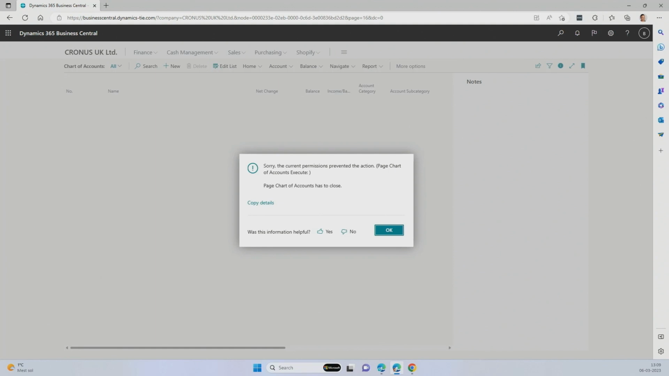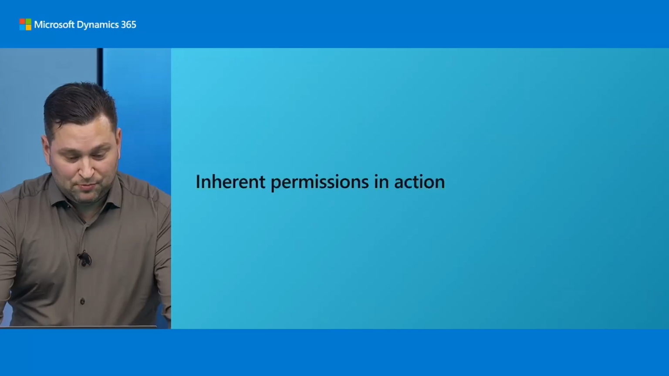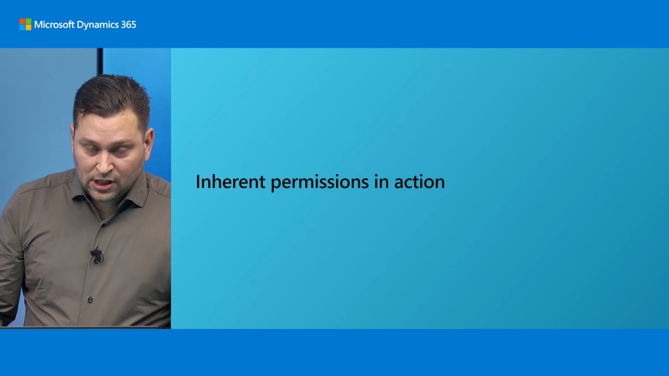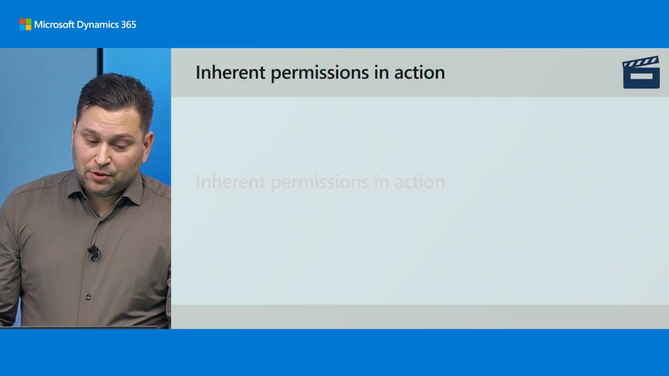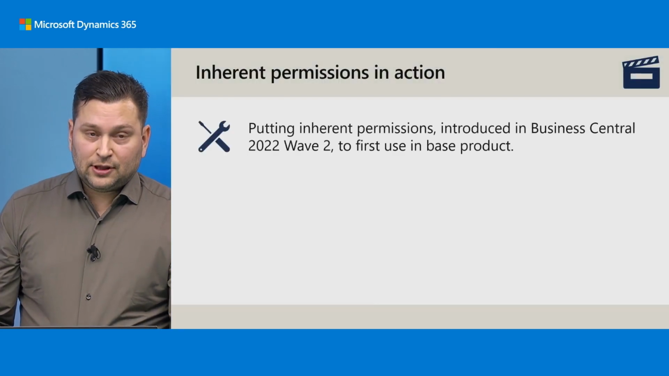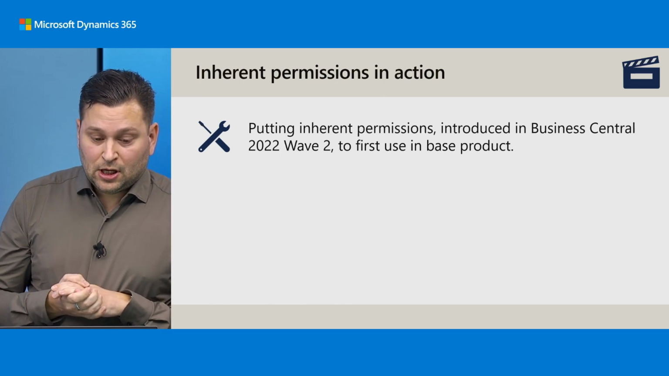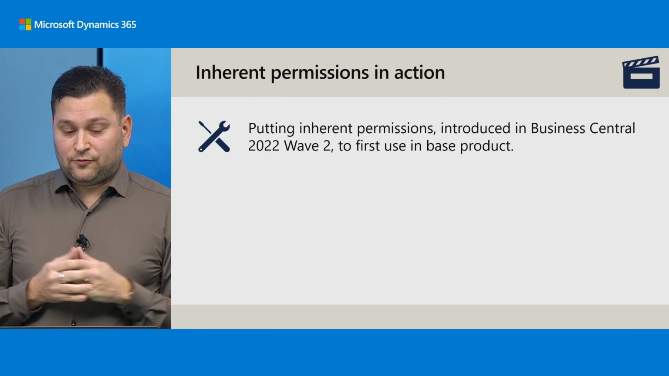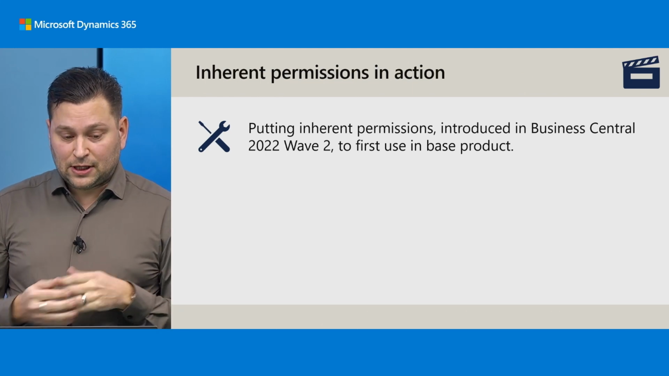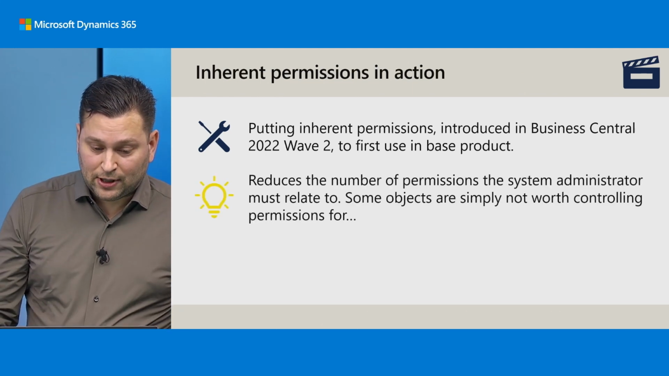You now have control over other object types than tables. All right, that was the first demo. Let's keep it up. Next topic is inherent permissions in action. Again, inherent permissions is not new. It is something that we shipped in 2022 Wave 2, half a year ago. But when we shipped the platform functionality, we didn't really have any uptake. Now, this is what we've changed this time around.